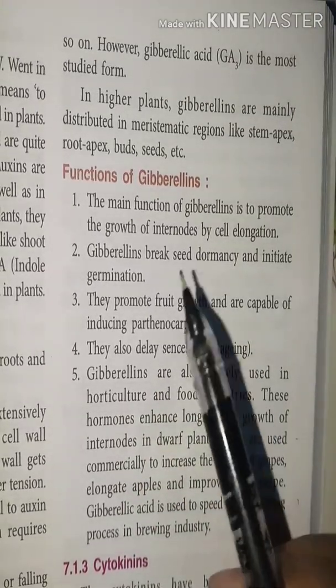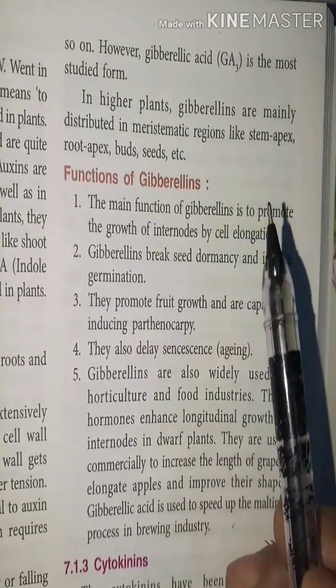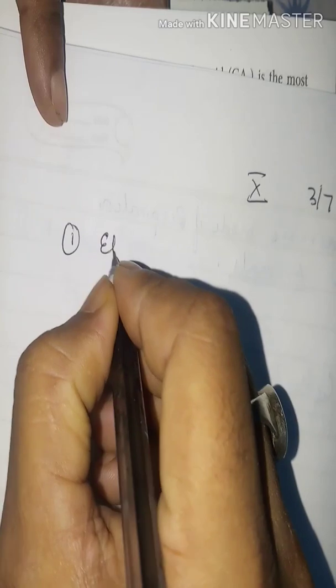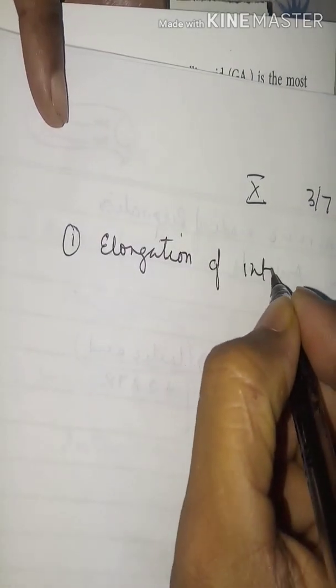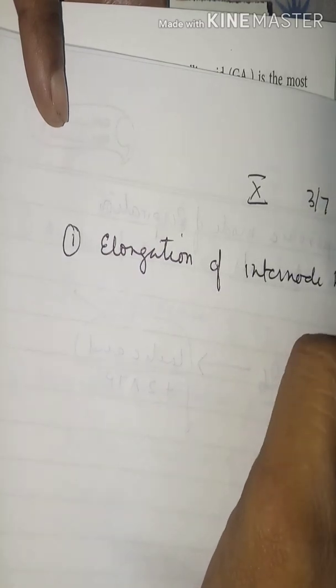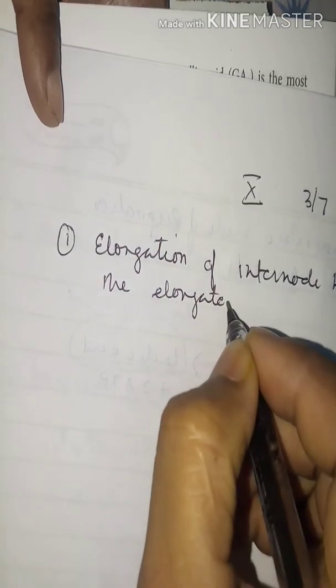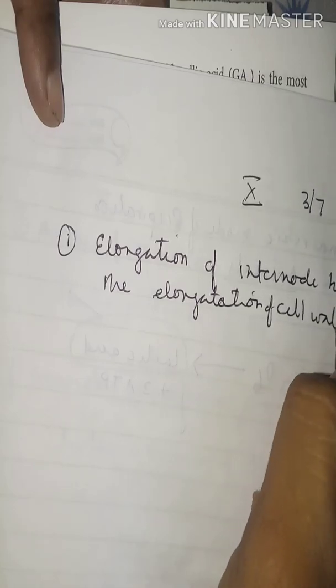Now see the functions of gibberellins. The main function of gibberellin is to promote the growth of internodes by cell elongation. So the first function of gibberellin is elongation of the internode by the elongation of the cell wall.